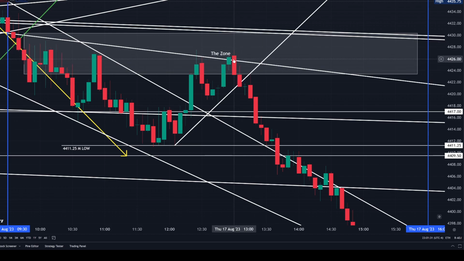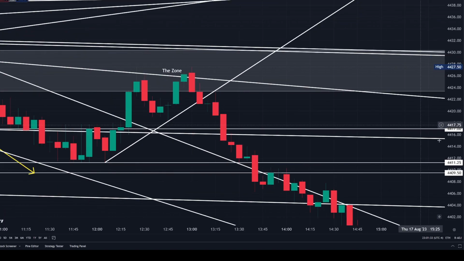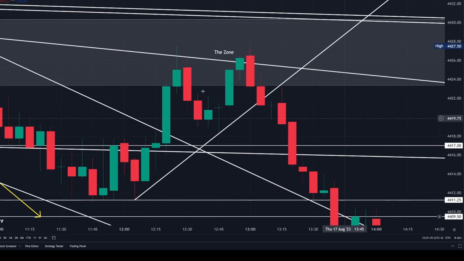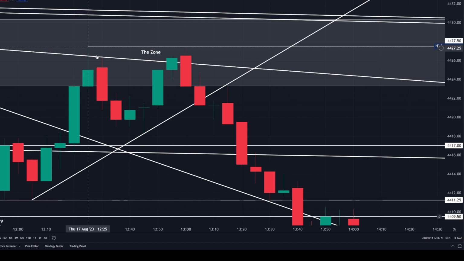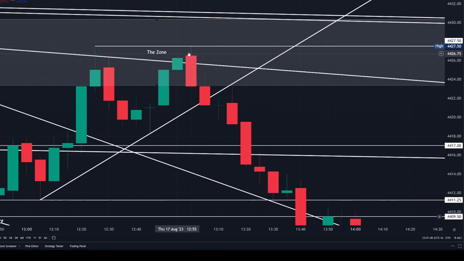If you look here at 1 o'clock, what you're going to notice is that when we failed to continue further up, this is literally a double top. Look at that. Double top, 1, 2. So that's another thing to look at. The third thing to look at is this.